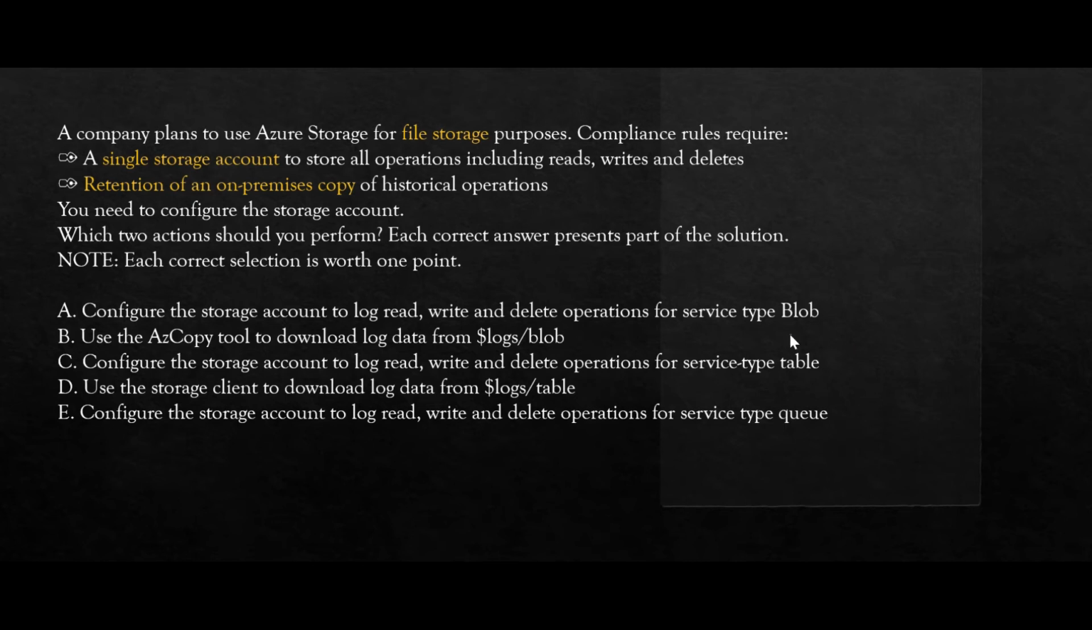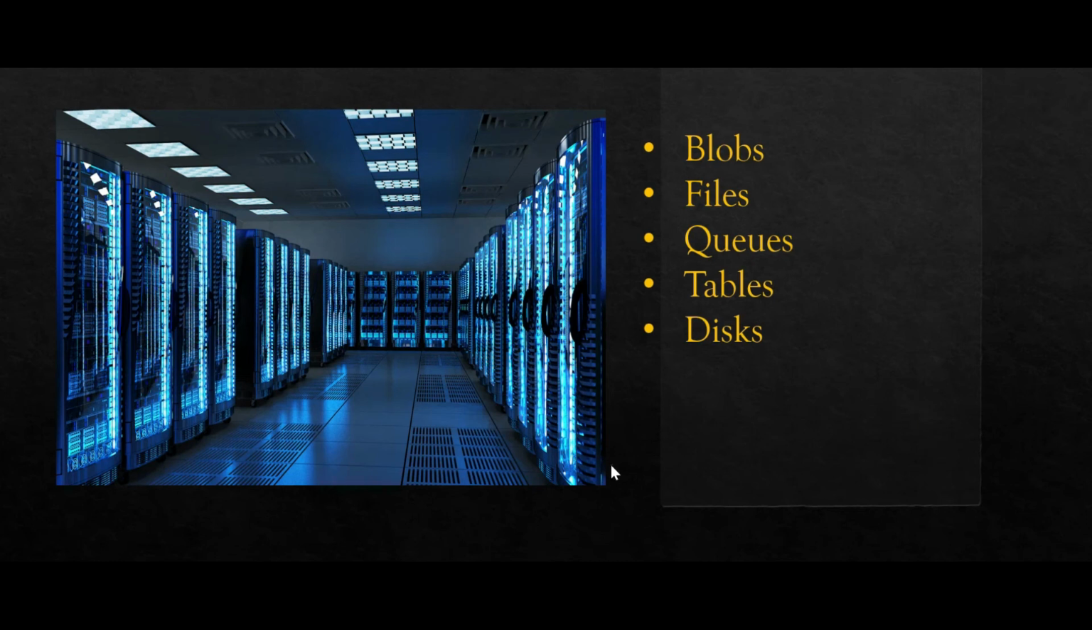The options are categorized into two types. The first type is options A, C, and E, which are similar, where the only difference is the service type: blob, table, and queue. The second type is options B and D, where they tell you which tool to use to copy from on-premises to cloud for the retention of the on-premises copy. To copy, they have two options: AzCopy, and the storage client. Now let's quickly understand the different storage types.